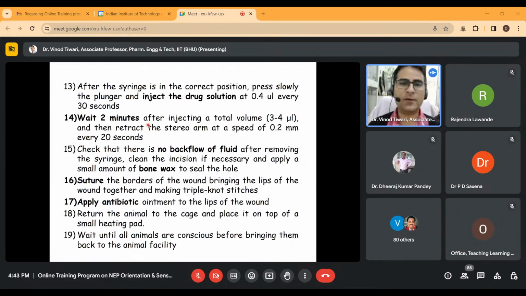And then you wait for 2 minutes. After you are done with the injection, you have to hold on for a few minutes.